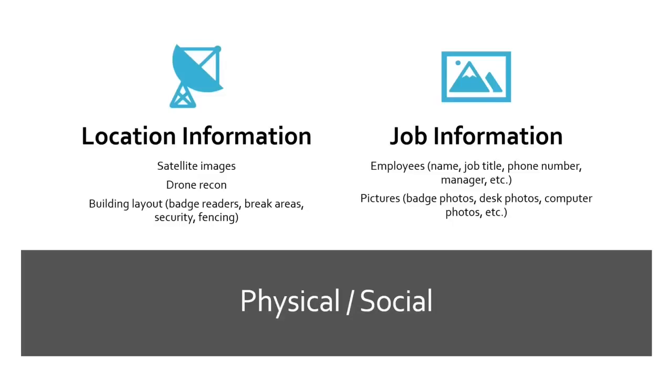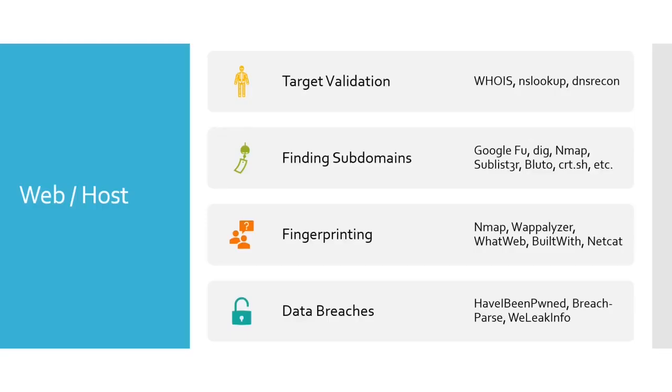So from there, let's go ahead and talk about what we will be doing a lot of, which is the web and host. So when you get a web or a host assessment, the first thing you really should do is what is called target validation. So we're going to be targeting something on Bugcrowd.